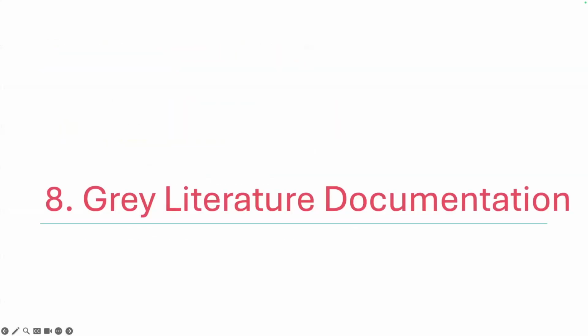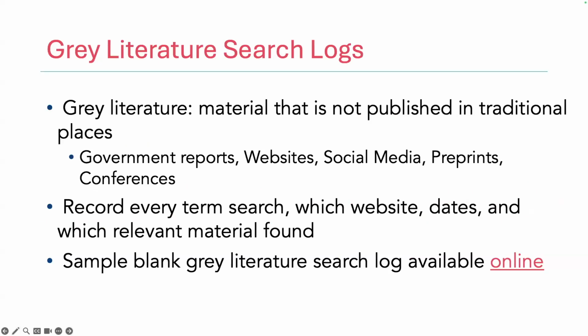Okay, another part of searching that you want to document that's a little bit different is your gray literature. So we've been talking a lot about academic scholarly literature, so journal articles mostly. That is traditionally published. Gray literature is any material that isn't published in a traditional place, like a book chapter or a journal article.